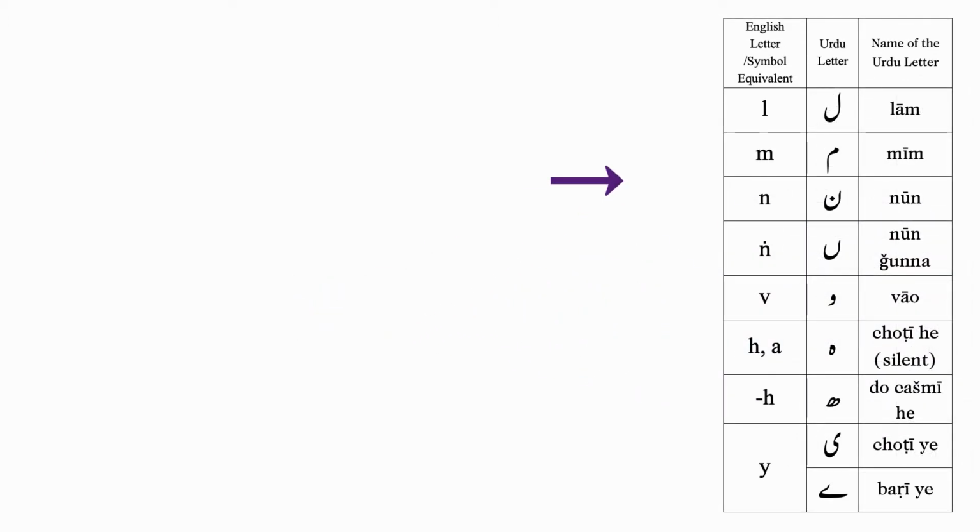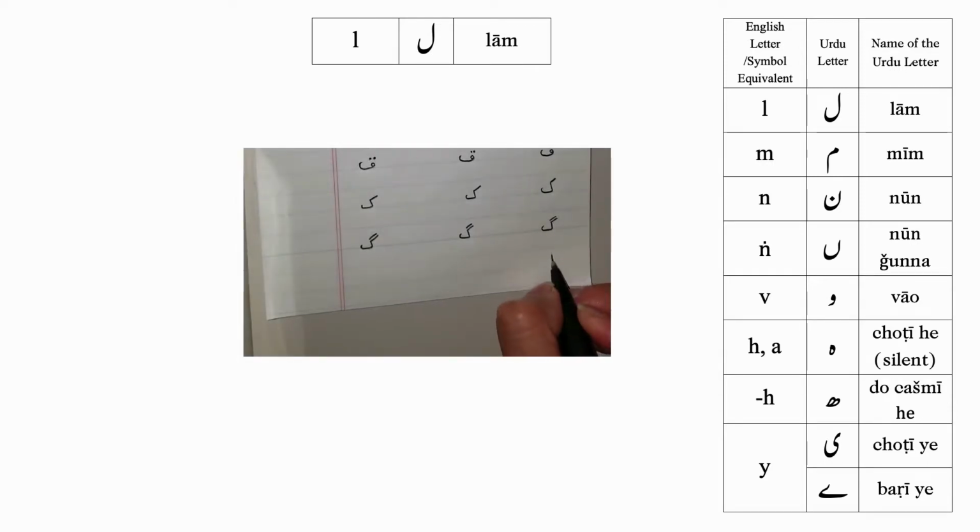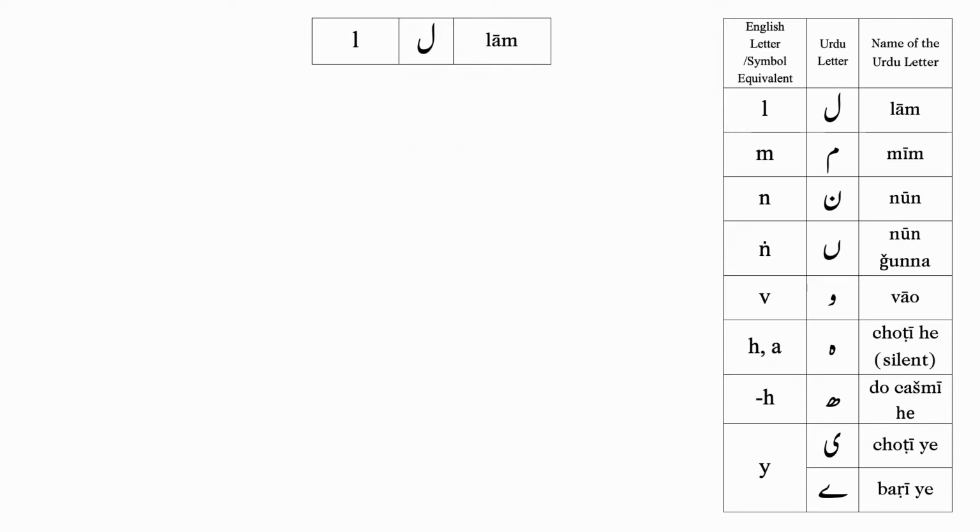Moving along, we have lam. So our first word beginning with lam is lekin. Lekin means but. As in, I was going to go, but I changed my mind.